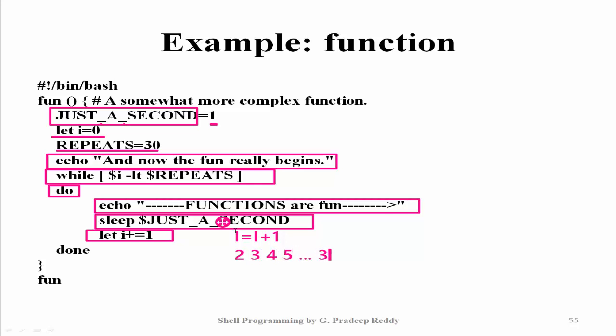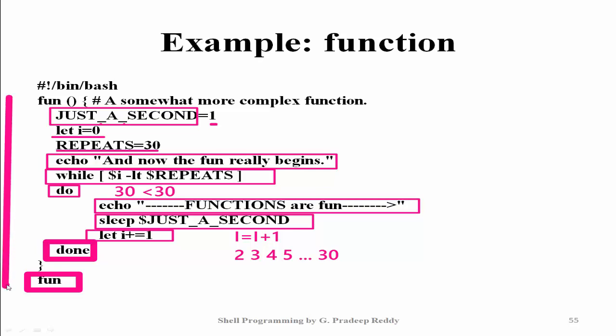Finally it becomes 30. Once it becomes 30, it is going to check the while loop condition. Here 30 is less than 30. The condition is failed. So then it comes out of the loop and it is done, and it is going to call the function by specifying fun, so that the function will be called. Whenever you specify the function name, this function will be invoked.